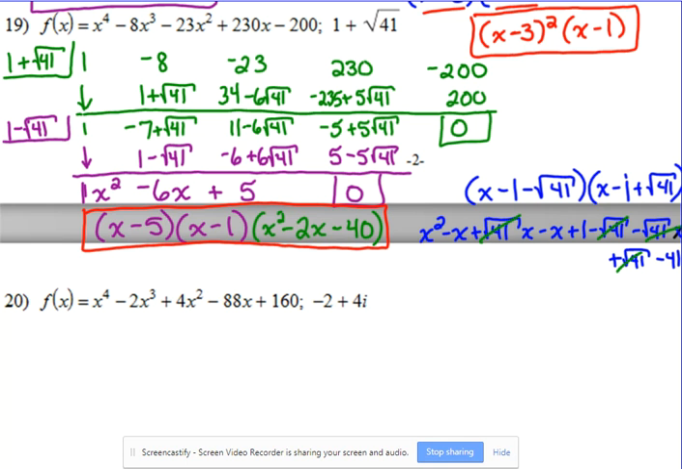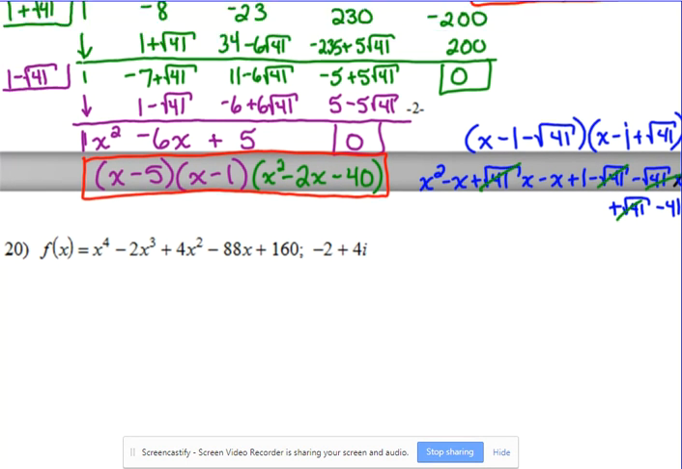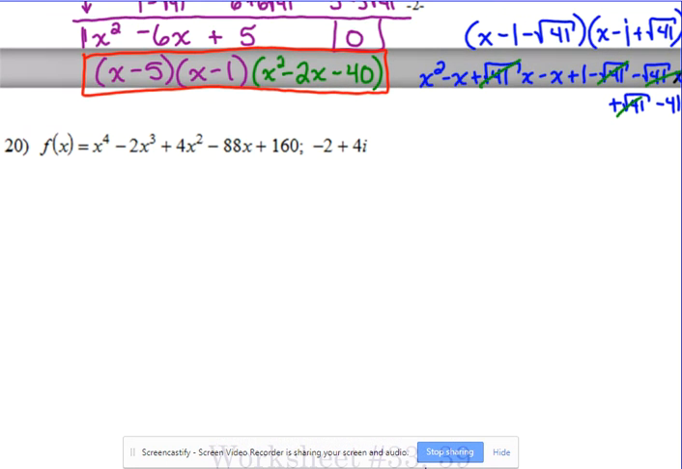So similar thing with number 20, okay? Similar idea with number 20, except we've got an i instead of a square root. But guess what? Same kind of thing's going to happen here. So bear with me. Y'all are smart. You're here for a reason.